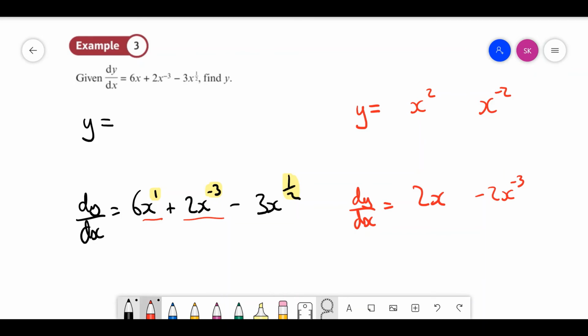And finally, what would x need to be to differentiate to get x to the power of a half? It would need to be x to the 3 over 2. When we differentiate that, it would be 3 over 2 x to the half. Now at this point we can see we're correct because in our derivative over here, the 1 is the same, the negative 3 is the same, and the half is the same.